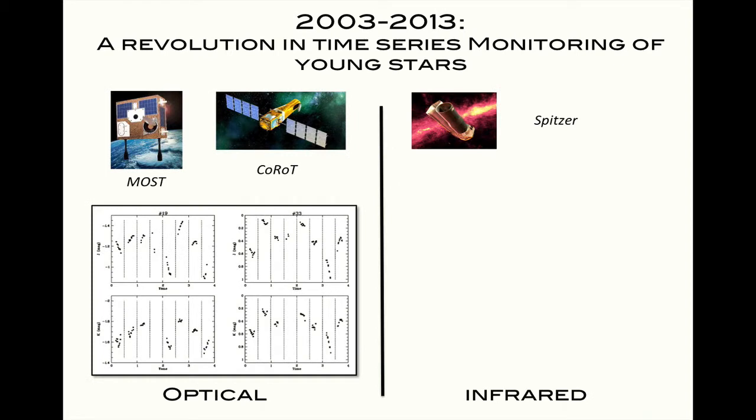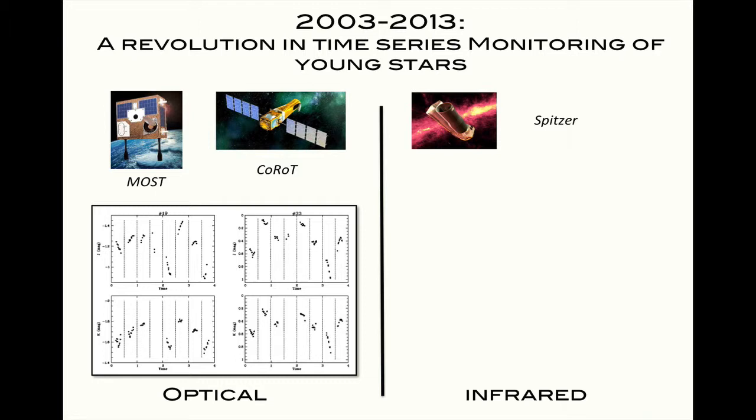Now, within the past 10 years, since the launch of Spitzer, we've had a revolution in time series monitoring of young stars, both in the optical and in the infrared. I'll briefly highlight what has happened in the optical before going on to Spitzer. There have been two main space telescopes that have been monitoring young stars, MOST and COROT. Those are Canadian and French missions. You may have heard of Kepler as well, which I'm not going to talk about because it does not look at young stars, or at least it has not yet.